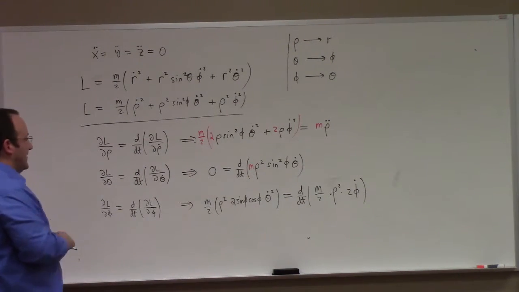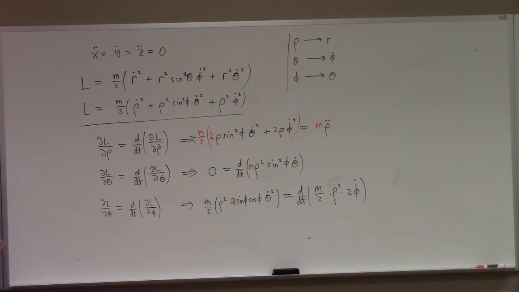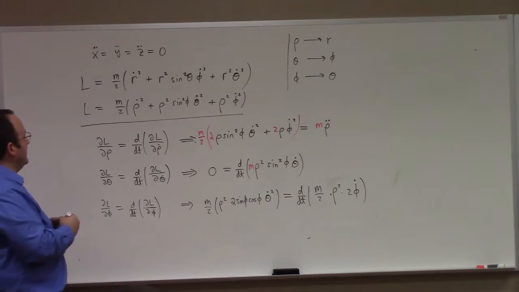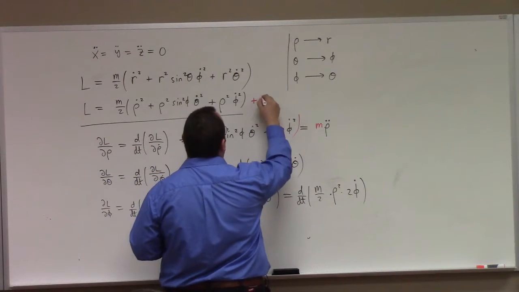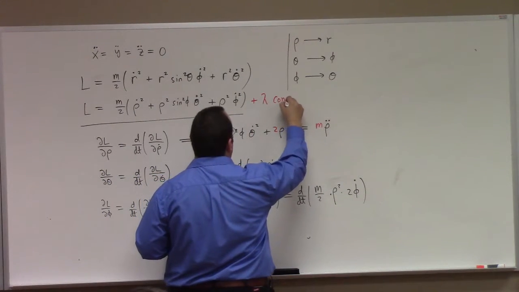You could do other things, like suppose you're going to study the motion of a particle constrained to a sphere. So that just puts rho dot equal to 0. There's a method of Lagrange multipliers for here. If you want to throw in a Lagrange multiplier, how you do it is like this. You do plus lambda times your constraint.